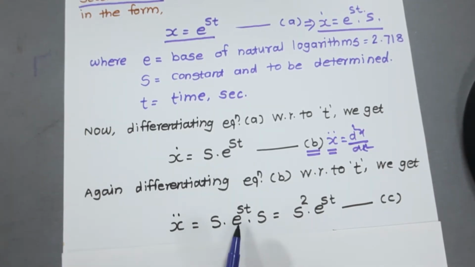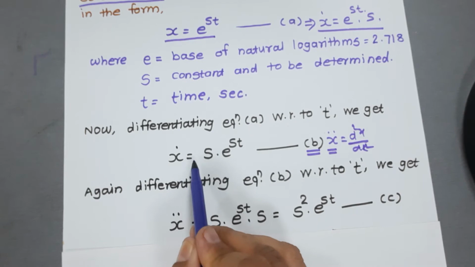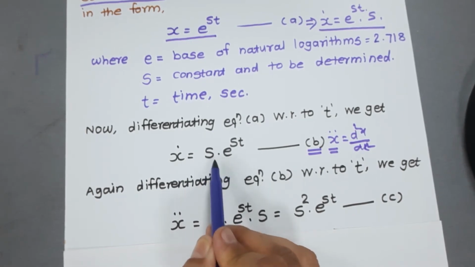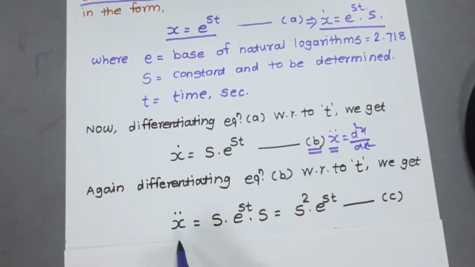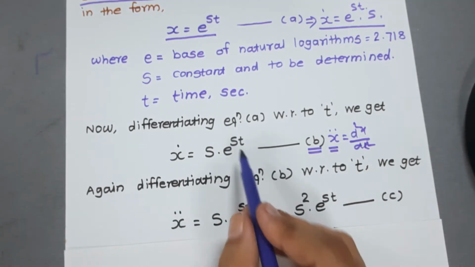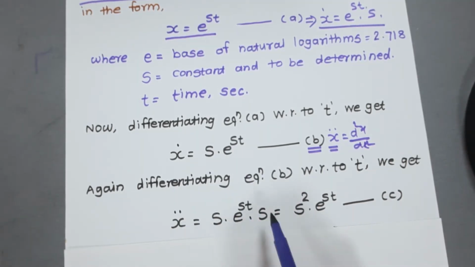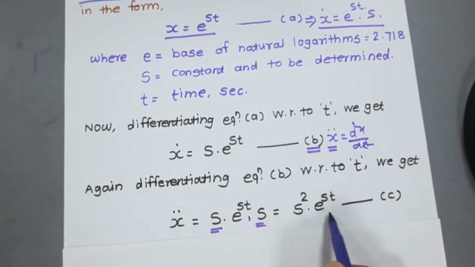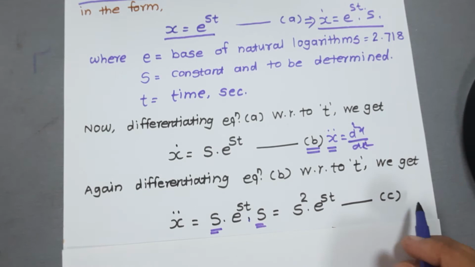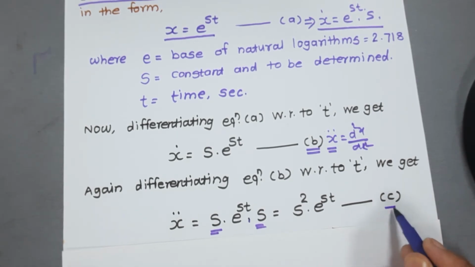So we have the derivative of x dot is equal to s into e raised to st, given by x dot derivative is x double dot. The s term stays as it is, e raised to st, and the derivative of e raised to st gives s. So we have s square into e raised to st. So this is our second derivative, the acceleration equation, and this is equation number C.